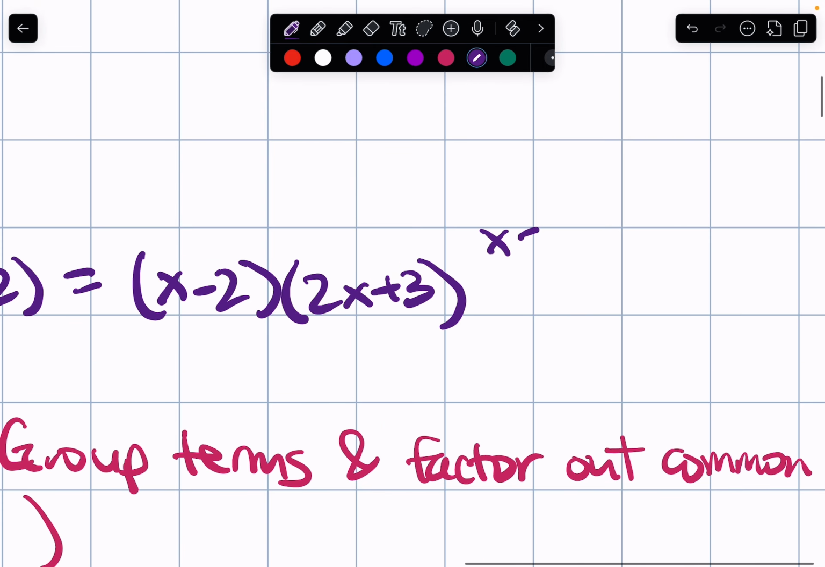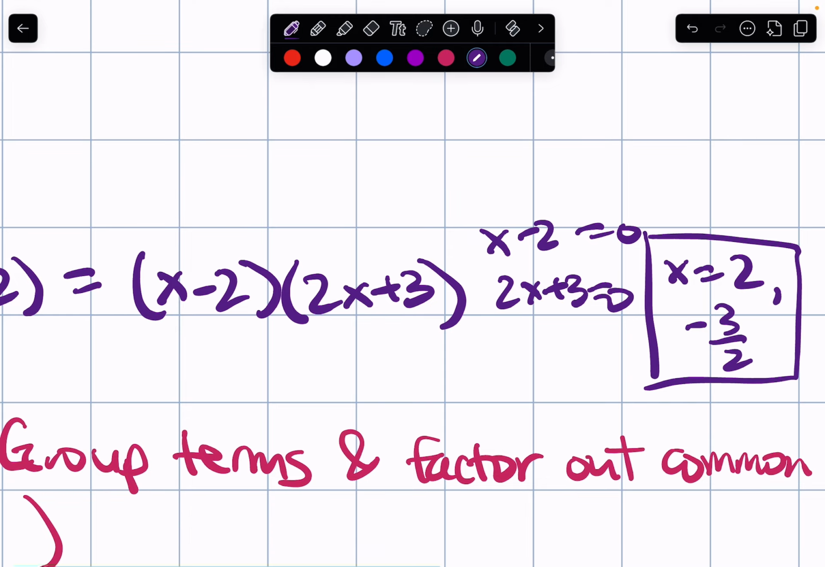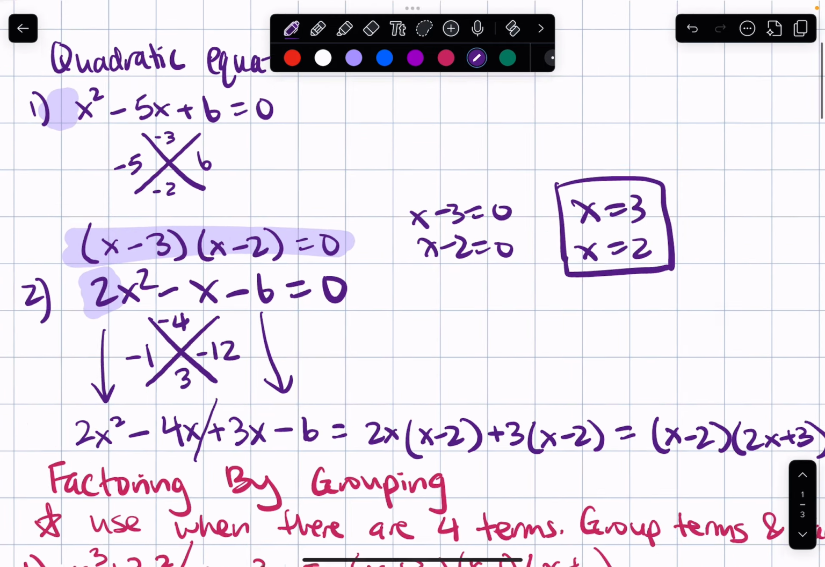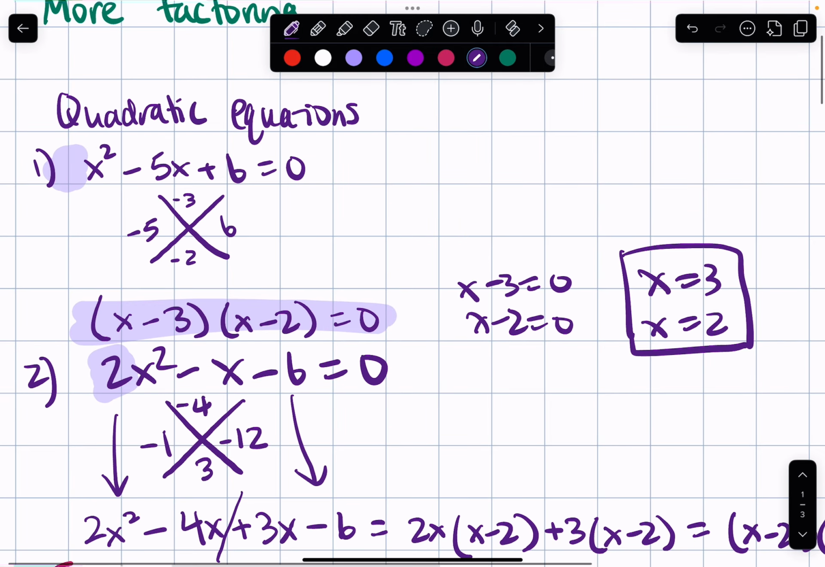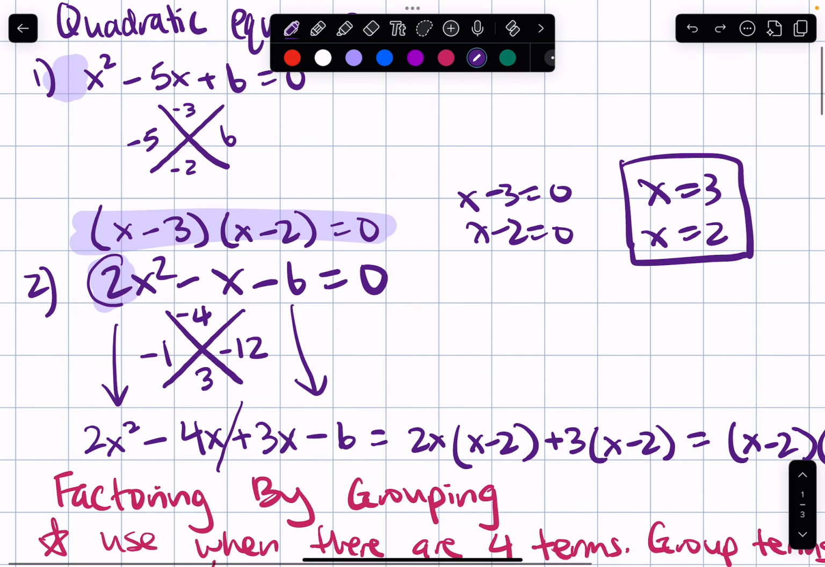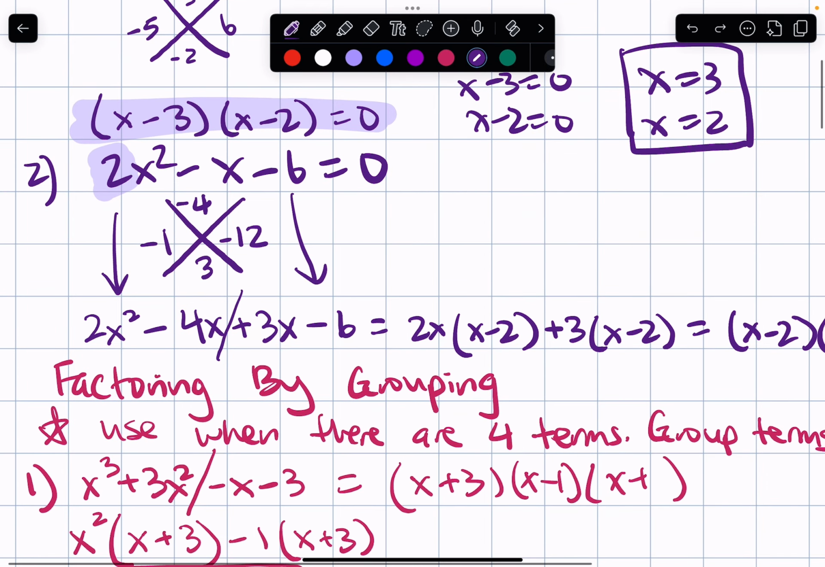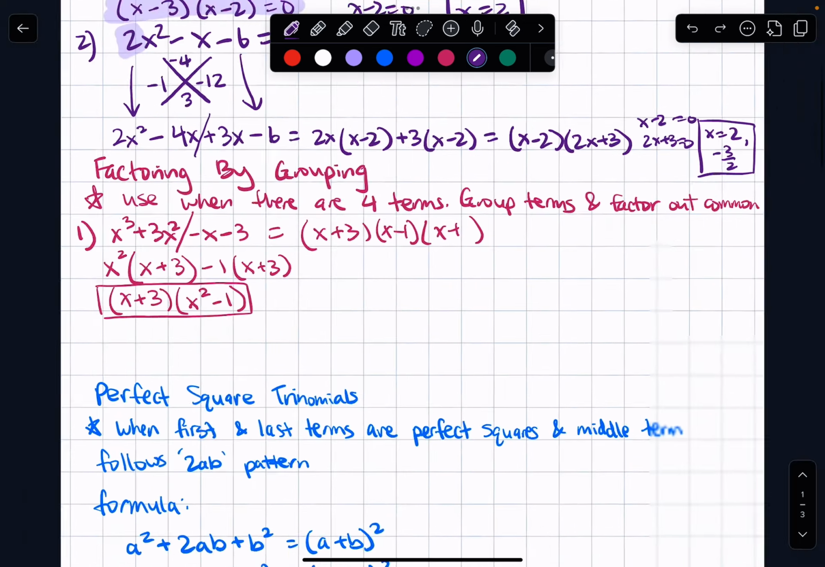Then setting that equal to 0, you're going to get x equals 2 and -3/2. So these are your two solutions. So just remember, if there is no coefficient in front of the x squared, then you can just use this. But if it does have a coefficient like number 2, like it has a number 2 right here, then you need to do it this way. Okay, last thing.